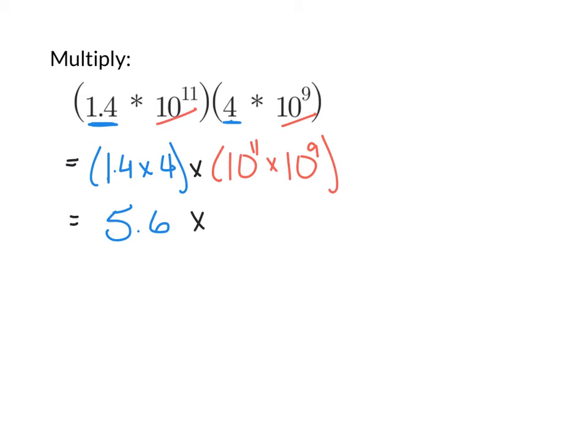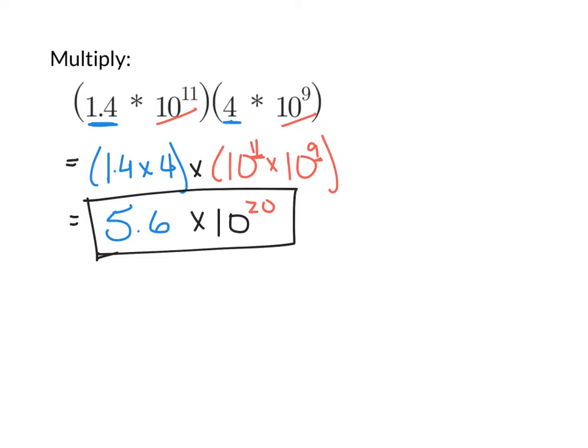And when we're multiplying together powers of 10, the base stays 10, and all we have to do is add 11 plus 9 and come up with 20. So here's our solution in scientific notation. Right? Short answer on how to multiply these together: multiply these a's that are out in front and then add the powers.